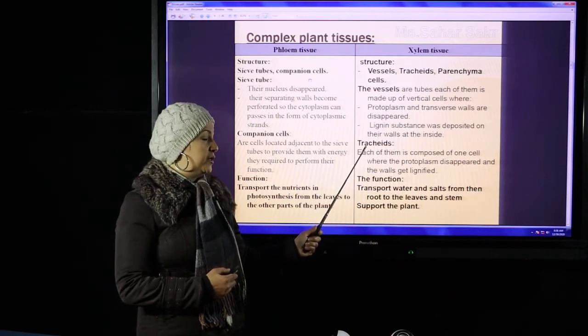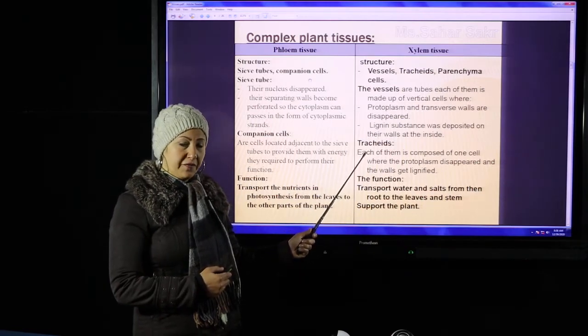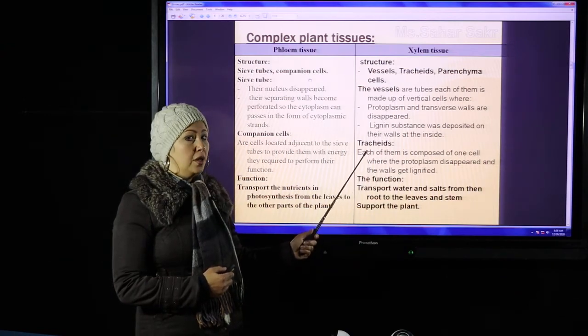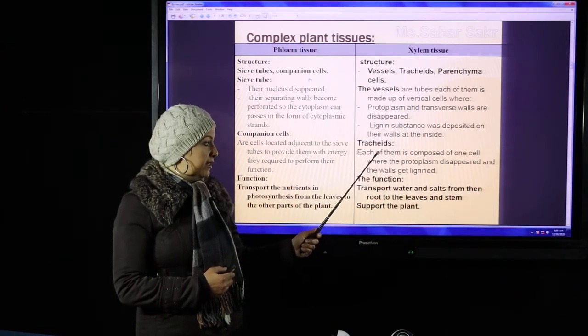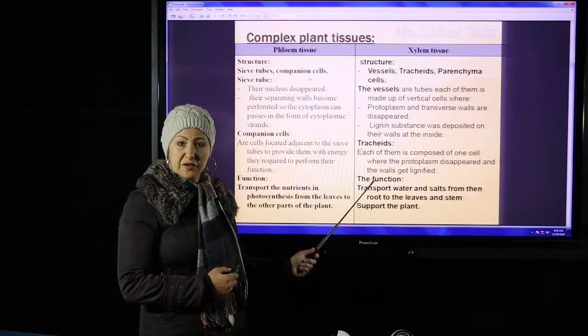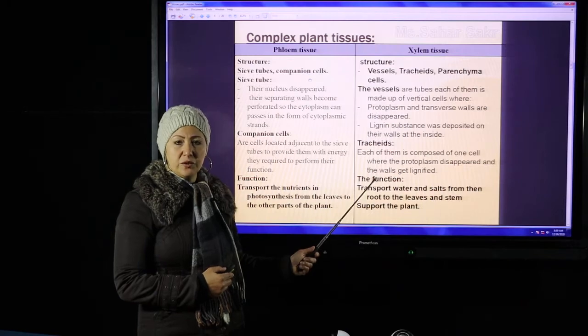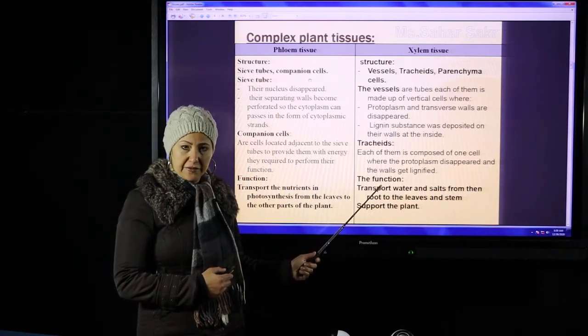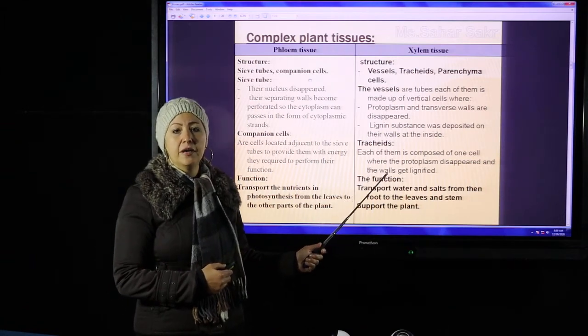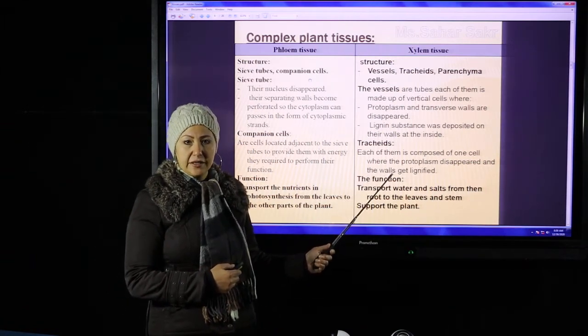Okay? So also the tracheids, each one of them consists of one cell, and they are also thickened with lignin on the wall. So the main function of the xylem is the transportation of water and salts up from the root to the leaves. Another function is mechanical support, because they are covered with lignin, so they give the plant mechanical support.